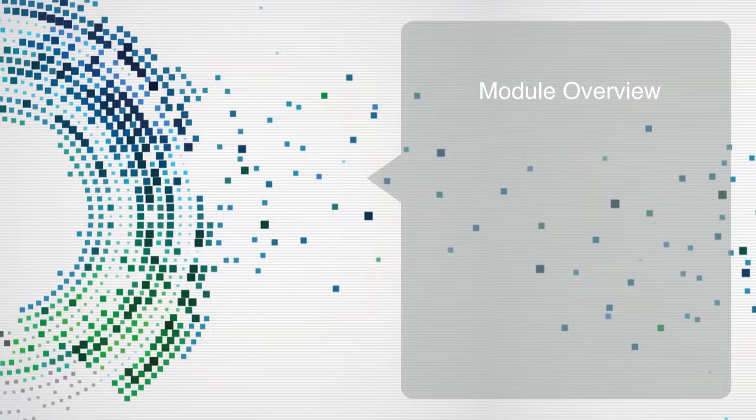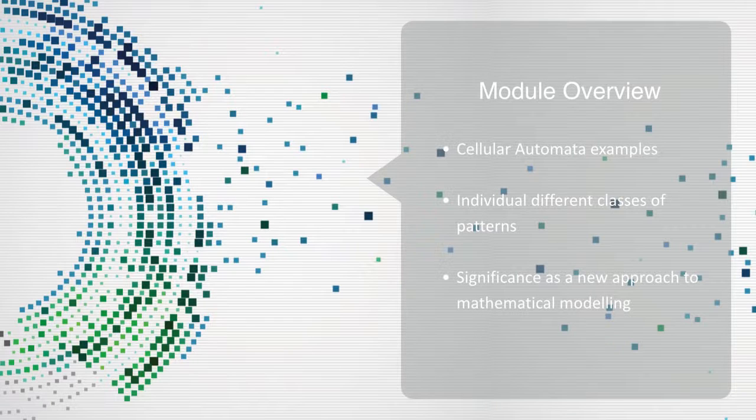In this video, we're going to discuss cellular automata. We will firstly talk about what they are before looking at a classic example. We will then discuss individually the different classes of patterns that cellular automata can generate before wrapping up with a talk about their significance as a new approach to mathematical modeling.